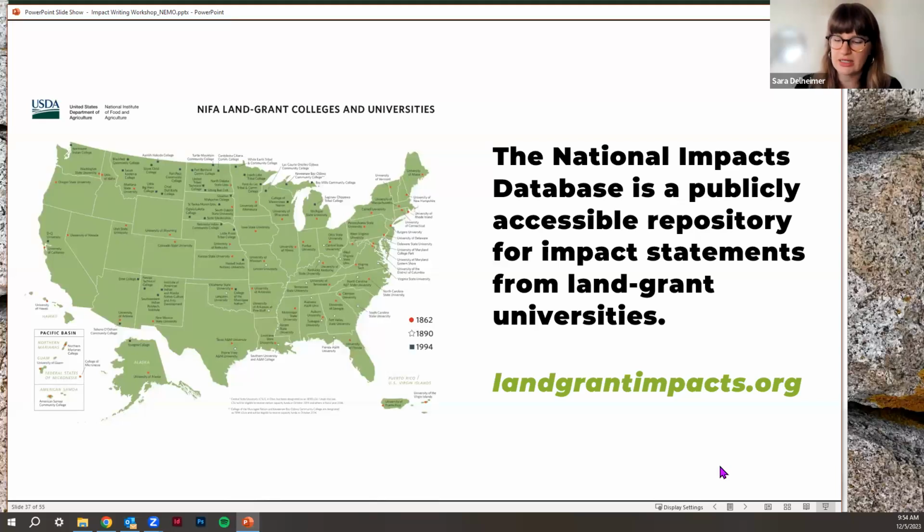So the NIDB is a publicly accessible repository for impact statements from any land grant university. The URL is just landgrantimpacts.org. The database has been around for quite a while, but it's very recently under new management by the APLU, and it will be getting some upgrades to make it easier to use and improve the look and feel. So if you have been using it for the past few years, stay tuned. You probably know a few things that would make it easier to use, and those are coming.